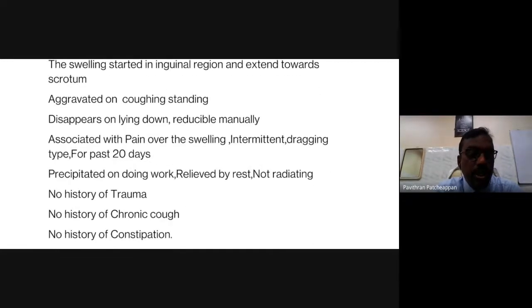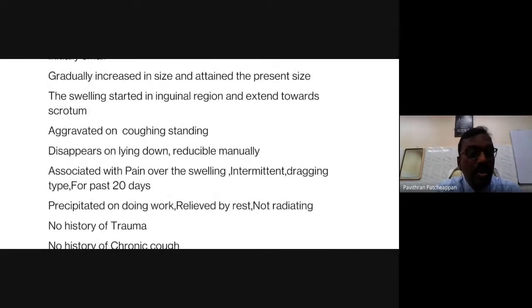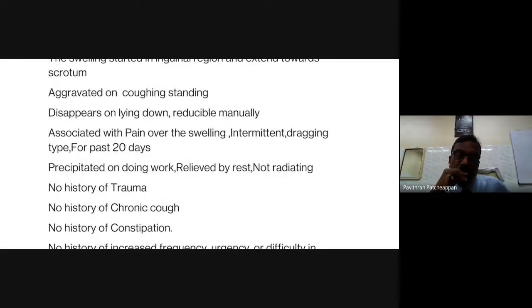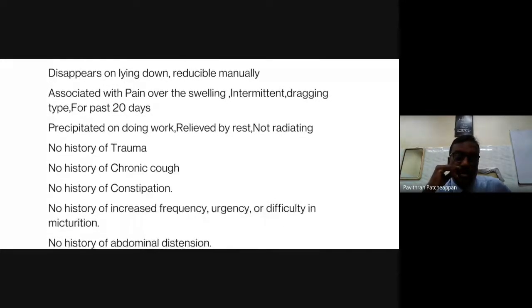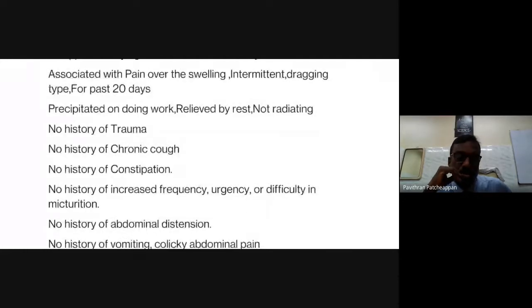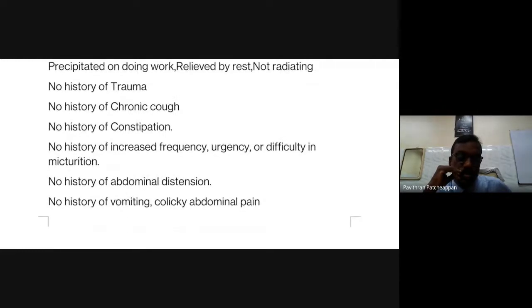So the swelling is aggravated on coughing and hard work, relieved by lying down spontaneously, and sometimes needs manual reduction. Okay, right. Next, yes. It was associated with pain over the swelling, but intermittent, dragging in nature for the past 20 days. It was precipitated on doing work and is relieved by rest, and it's not radiating. Okay, very good. And there is no history of trauma.